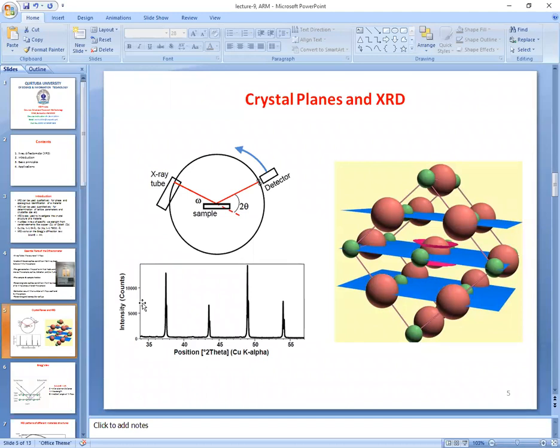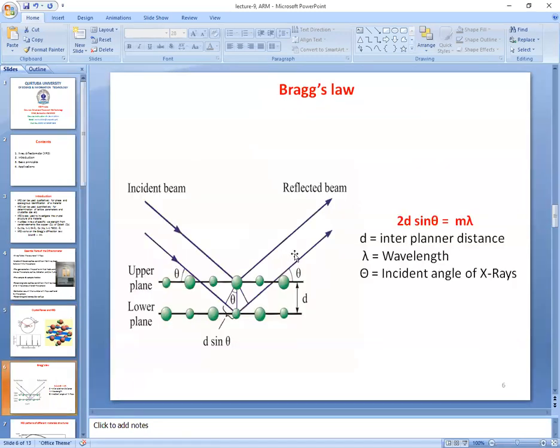Okay, so in the coming slides, we will discuss the ICDD PDF numbers and the data. So how does it work? What is Bragg's law? This is Bragg's law: 2d sin theta is equal to m lambda, where m is the order of diffraction.